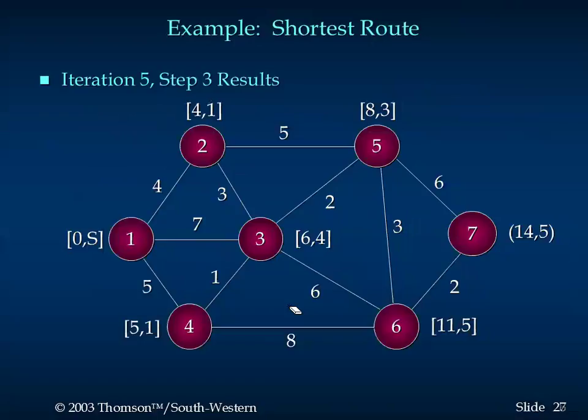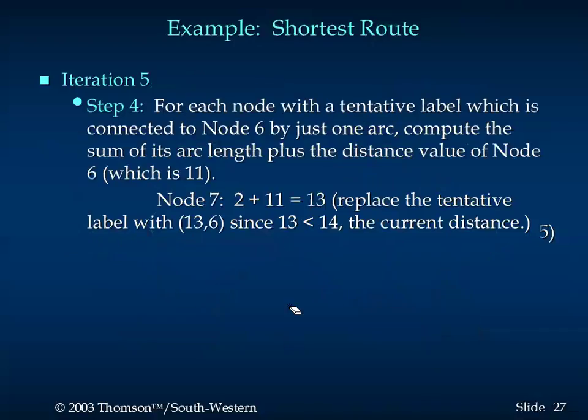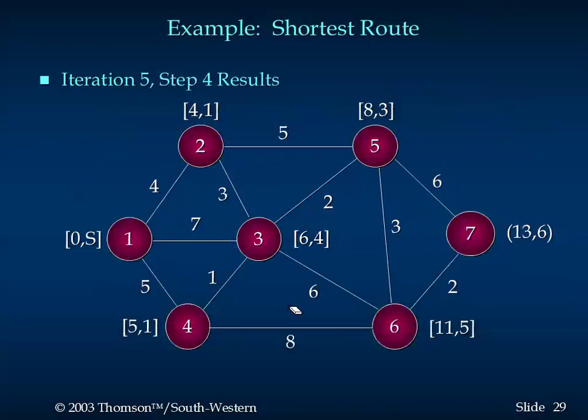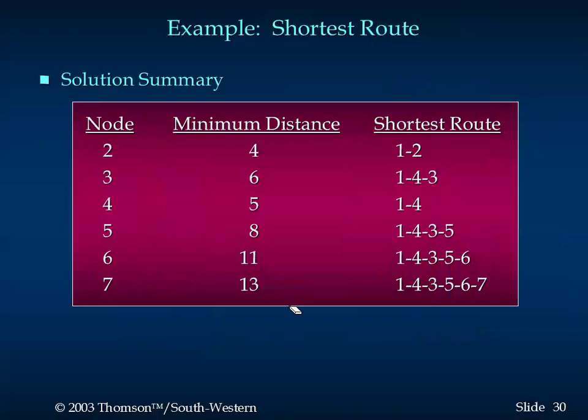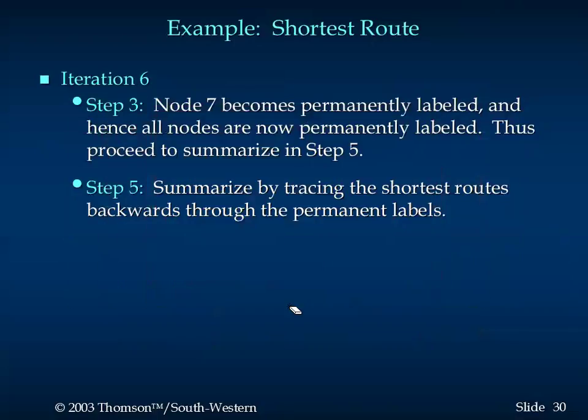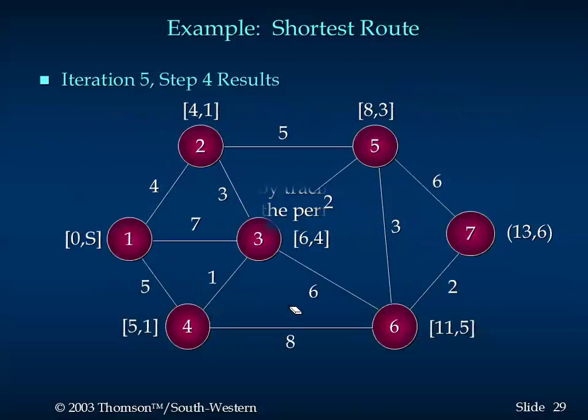When that becomes permanent, 11 plus 2 is 14, so that also updates. So it becomes 13, 6. 13, 6. And finally, that is made permanent. And so that becomes our final thing. So the final thing is with this becoming permanent. And now we can get the shortest distance to every point.